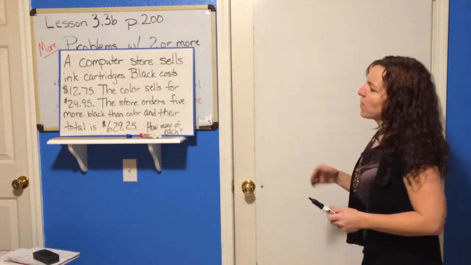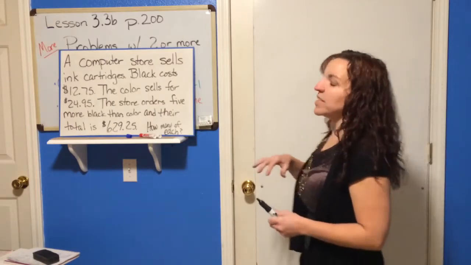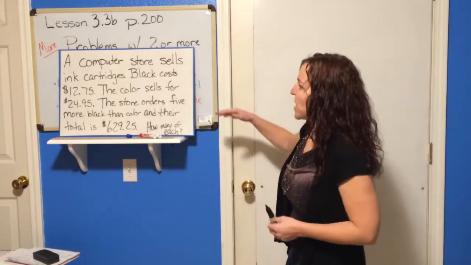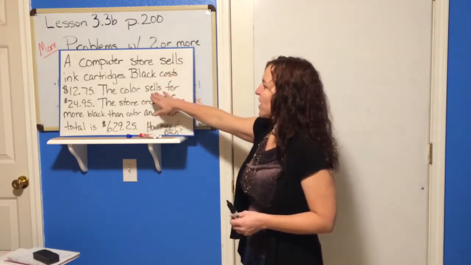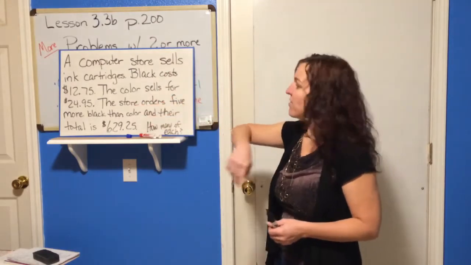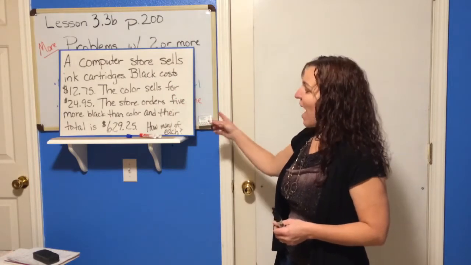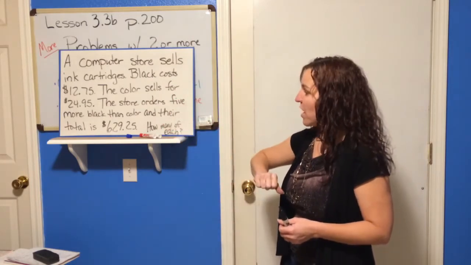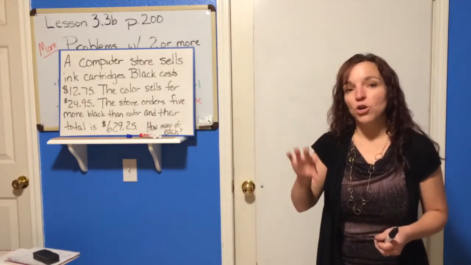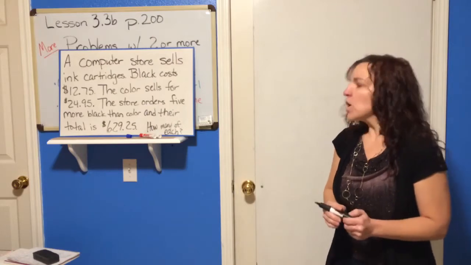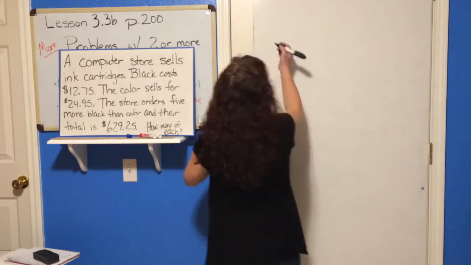So in this case, in this problem, a computer store sells ink cartridges for a certain printer. The black ink cartridges cost $12.75, and the color cartridges sell for $24.95. The store orders 5 more black ink cartridges than color cartridges, and their total for the order is $629.25. We want to know how many of each type of ink cartridge did they order. All right, so what we've got is we've got black ink cartridges and color, right?